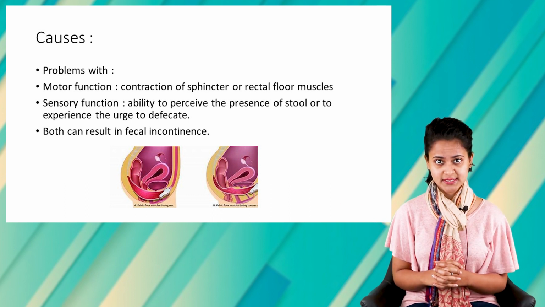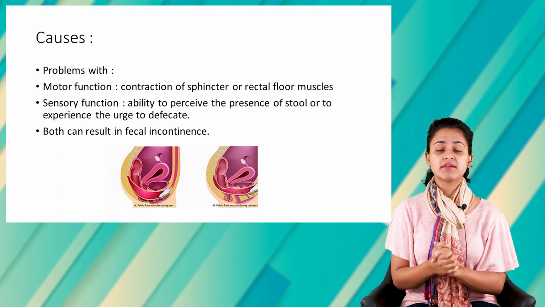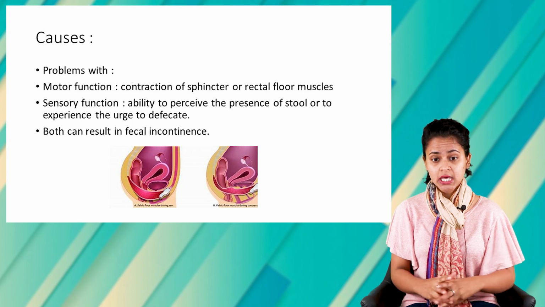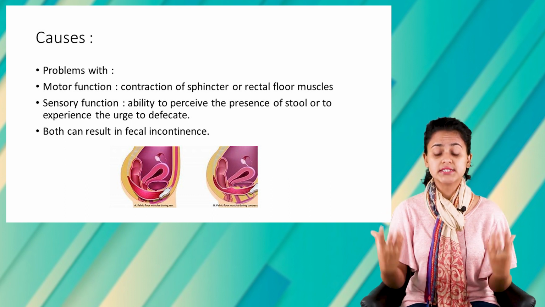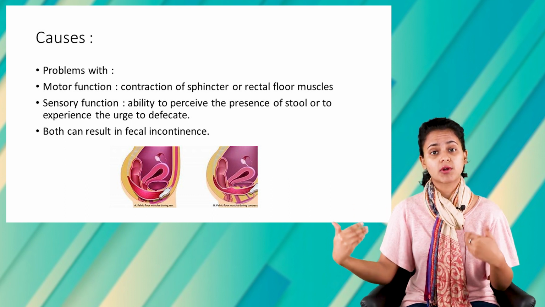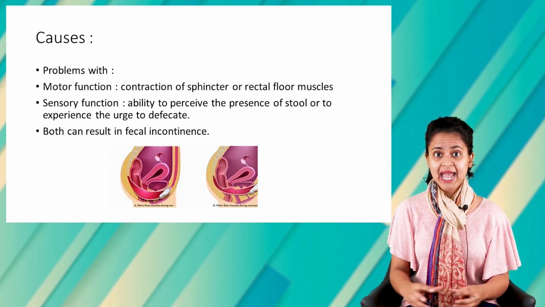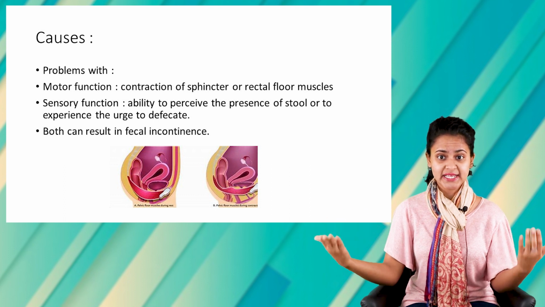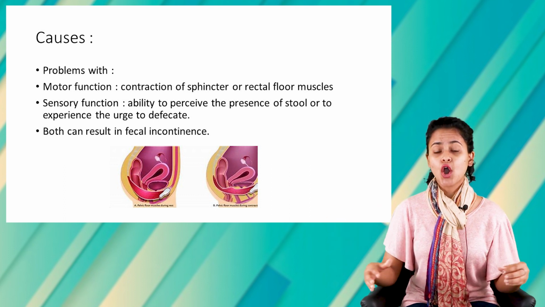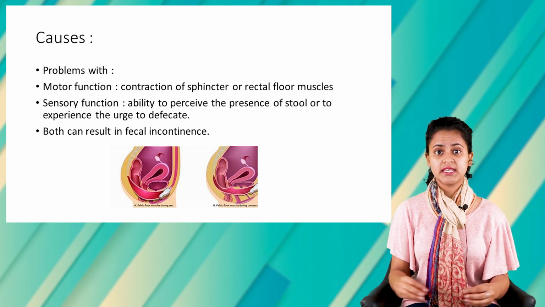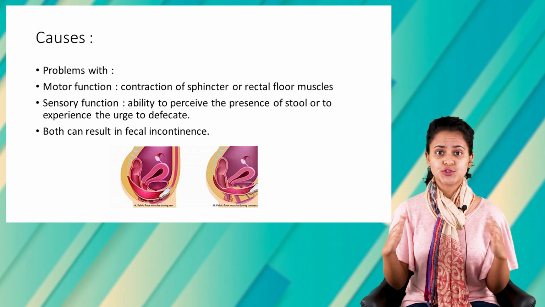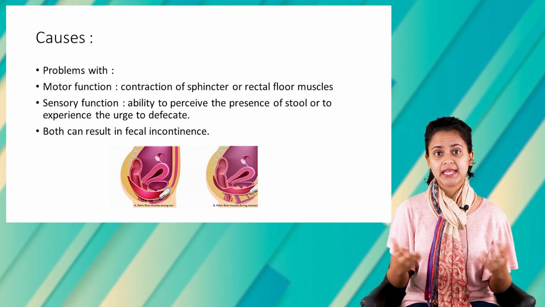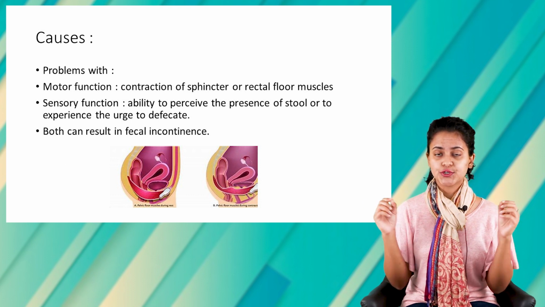When there is disability of the motor function, we are definitely going to see that the contraction of the sphincter and the rectal floor muscles will be altered. As the contraction is not properly taking place for the rectal floor muscles, there will be a disability of the sphincter to close properly. And that is when a person can present with fecal incontinence.